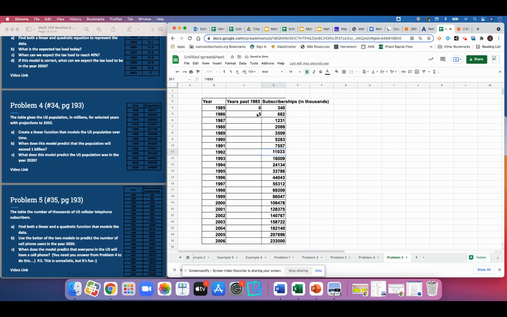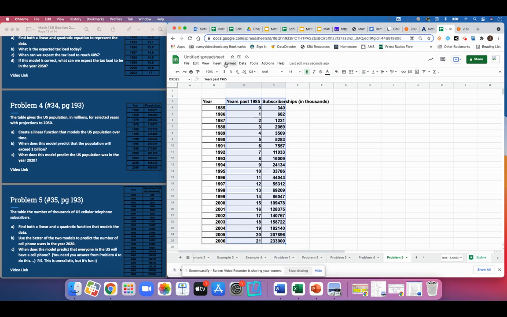0, 1, 2, 3, 4, 5, 6, 7. And I'm going to continue that pattern down until it doesn't work anymore. So that 10 works, 12, 13, 14, it looks like it worked the whole way. Awesome. So we're going to use those numbers, everyone, not the years.